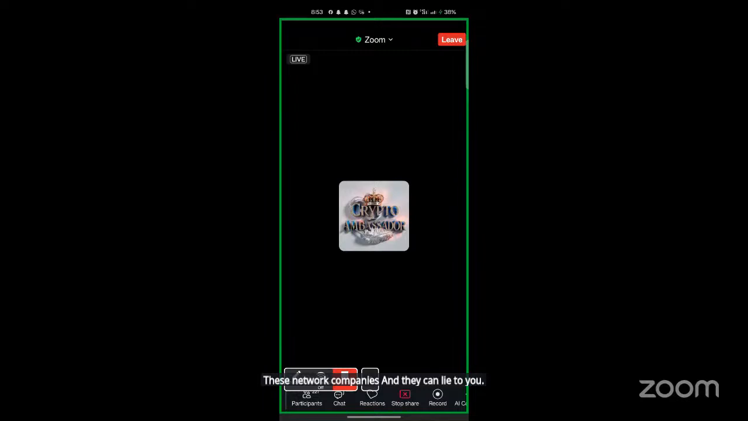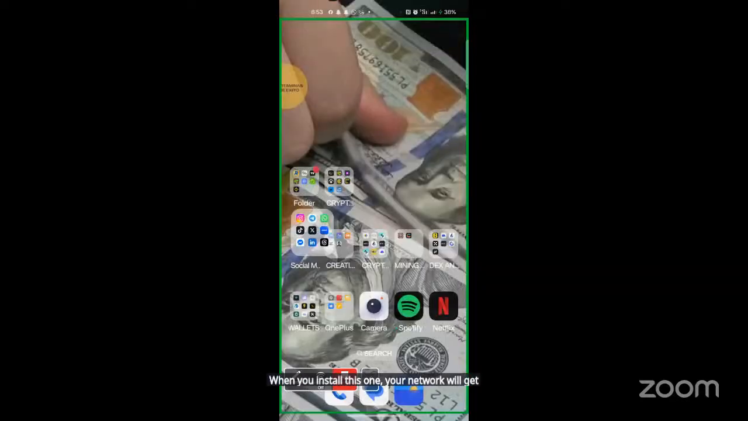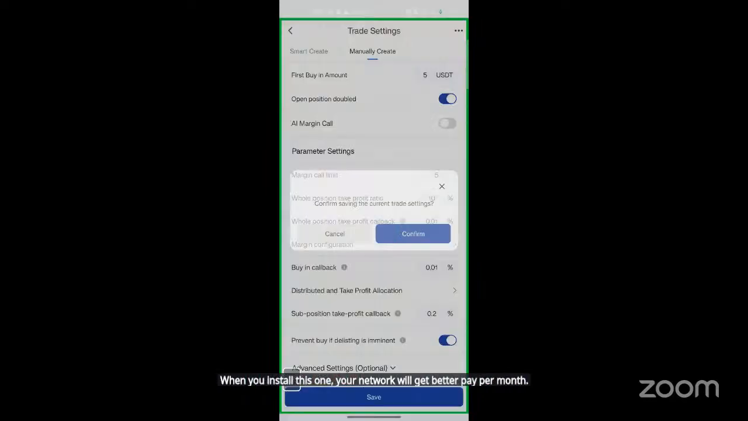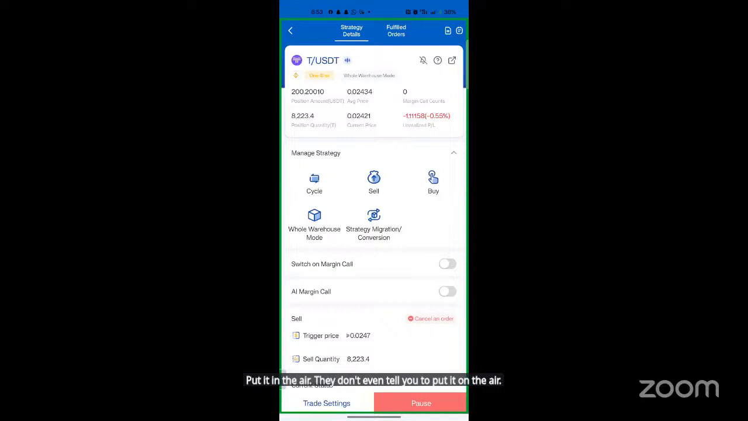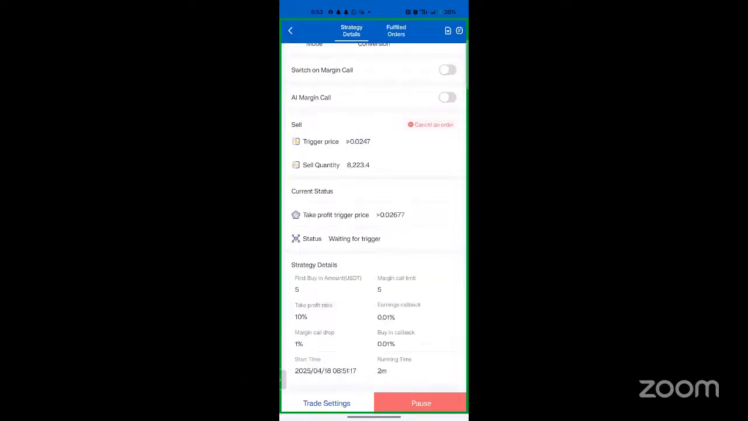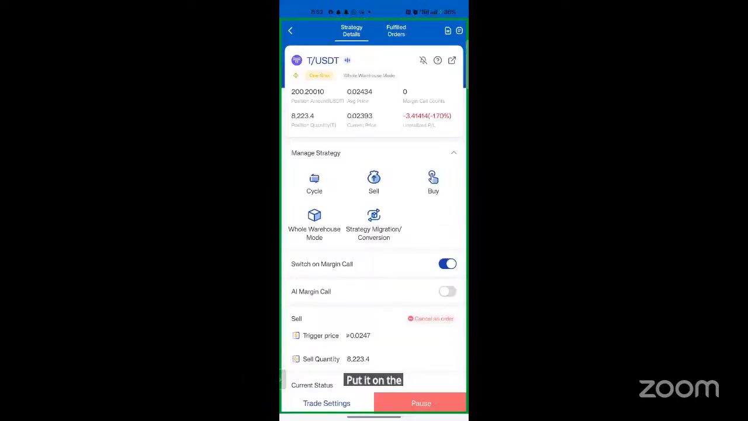Network. These network companies, they can lie to you. When you install this one, your network will get better. Pay per month. Put it in the air. They can even tell you to put it on the air. We shall do what?